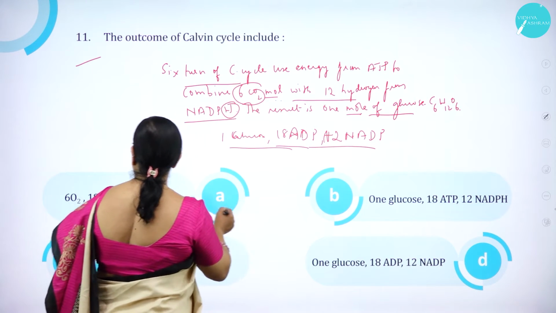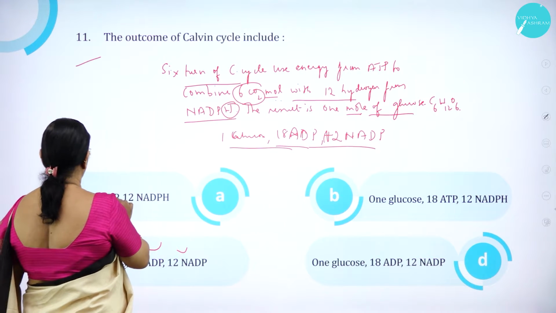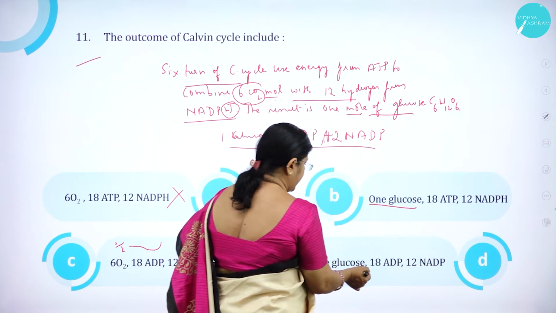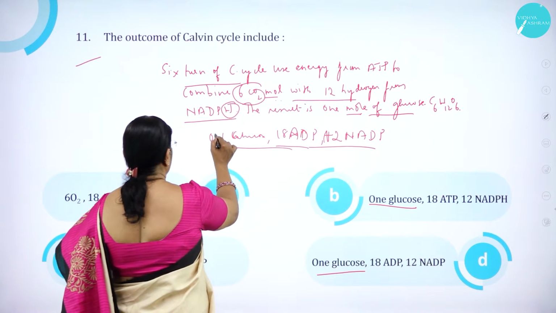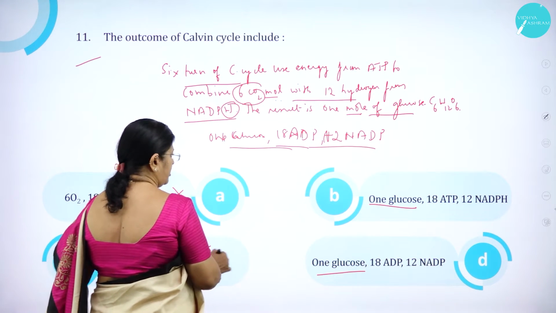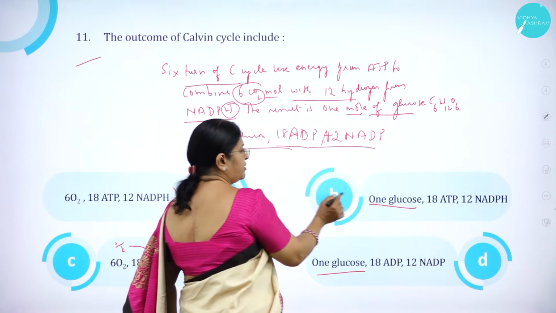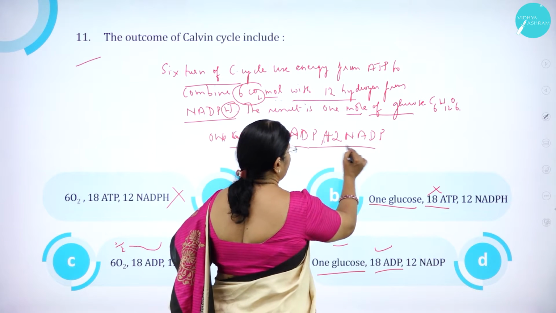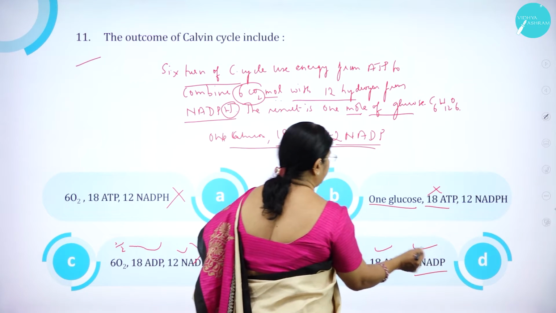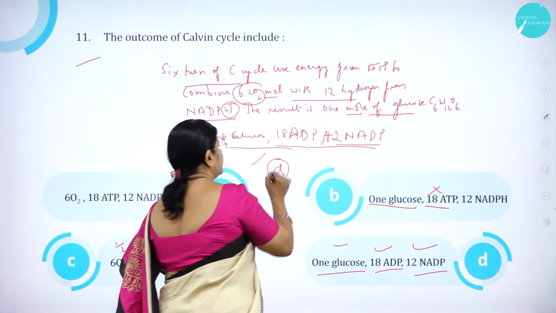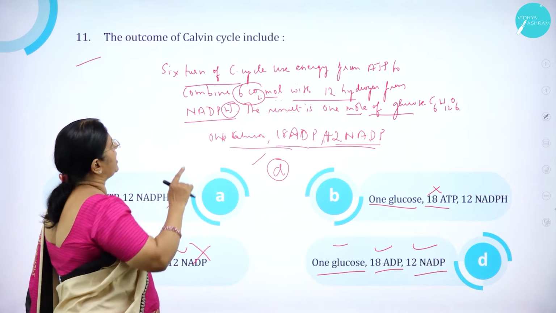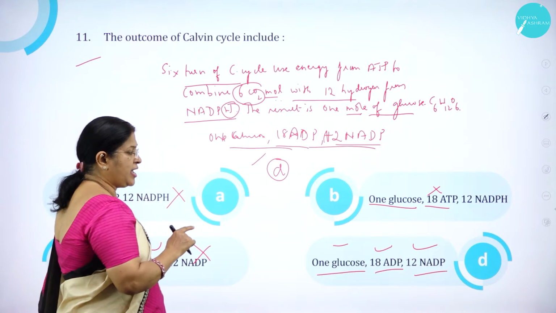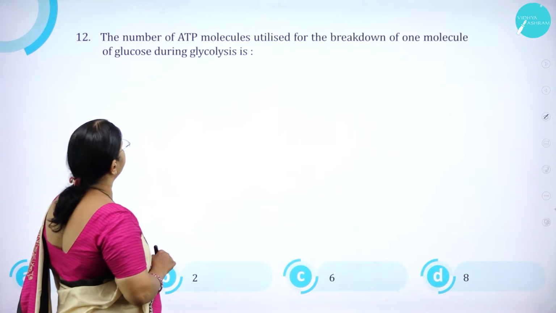Option A, 6 O2, wrong. Here also 1 glucose, this is wrong. Among these two, 1 glucose, 18 ATP wrong, 18 ADP correct, 12 NADP. So option D is correct. The outcome of Calvin cycle includes 1 glucose, 18 ADP and 12 NADP.